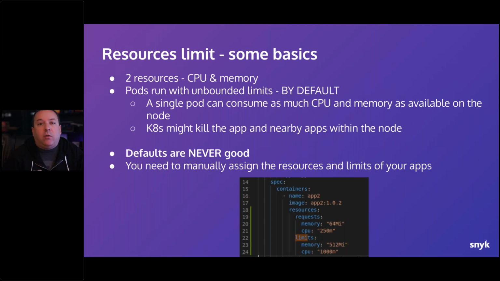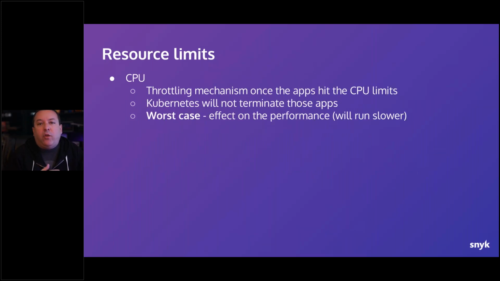By default, pods run with unbounded limits, which means they can consume as much CPU and memory as is available on the node they're scheduled on. If the resources are exceeded, then in the worst case scenario, we might start seeing applications getting killed as we run out of those resources. The important takeaway here is that you really need to be assigning resource limits to your applications. The way Kubernetes handles these two resources is slightly different. In terms of CPU, there's a throttling mechanism built into Linux. So we get applications taking a lot of CPU.